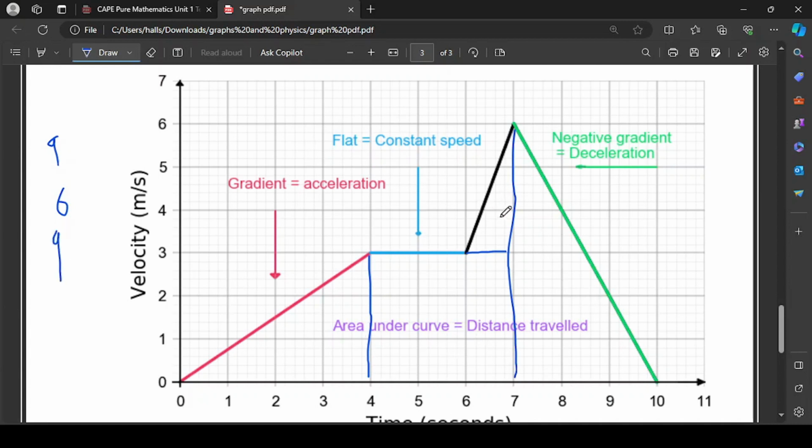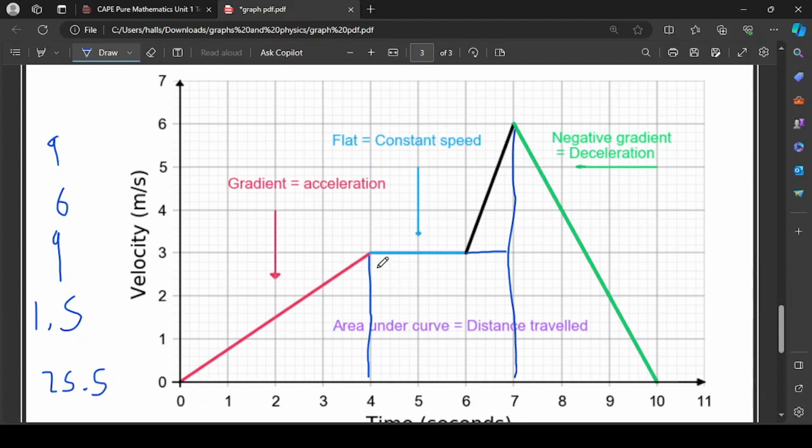And then this triangle right here. This is 1, 2, 3 times 1. So that should be 3. But no, wait. I need to divide by 2. So 3 times 1 divided by 2, that'll be 1.5. So when I add all of this together, 9 plus 9 is 18. 18 plus 6 is 24. 24 plus 1.5, that'll be 25.5. So the area under this graph is 25.5.